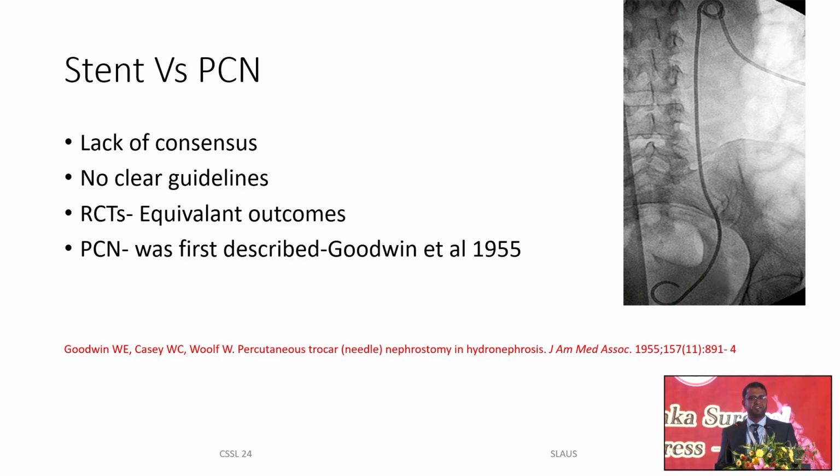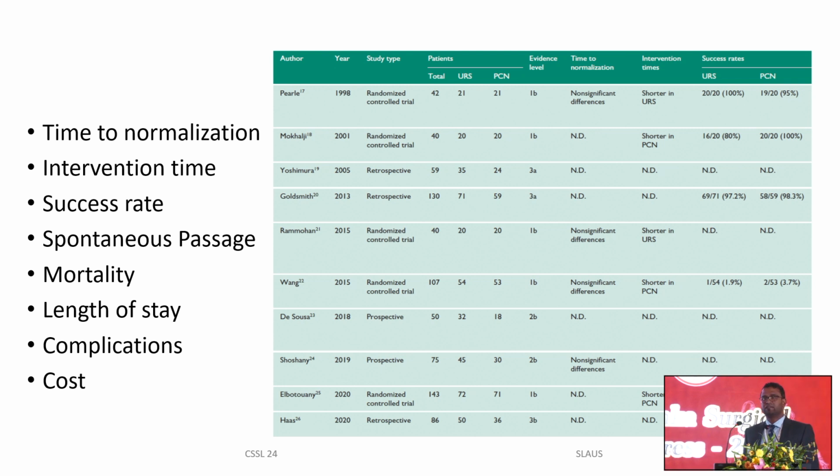Stent versus PCN. What is the tube you are going to select? There is lack of consensus, no clear guidelines. There are equivalent outcomes for both tubes, either stent or nephrostomy. So these are the studies. They have compared percutaneous nephrostomy versus stent: time to normalization of the temperature, intervention time, success rate of both procedures, spontaneous passage of stone after the procedure, mortality, length of hospital stay, complication, and cost.